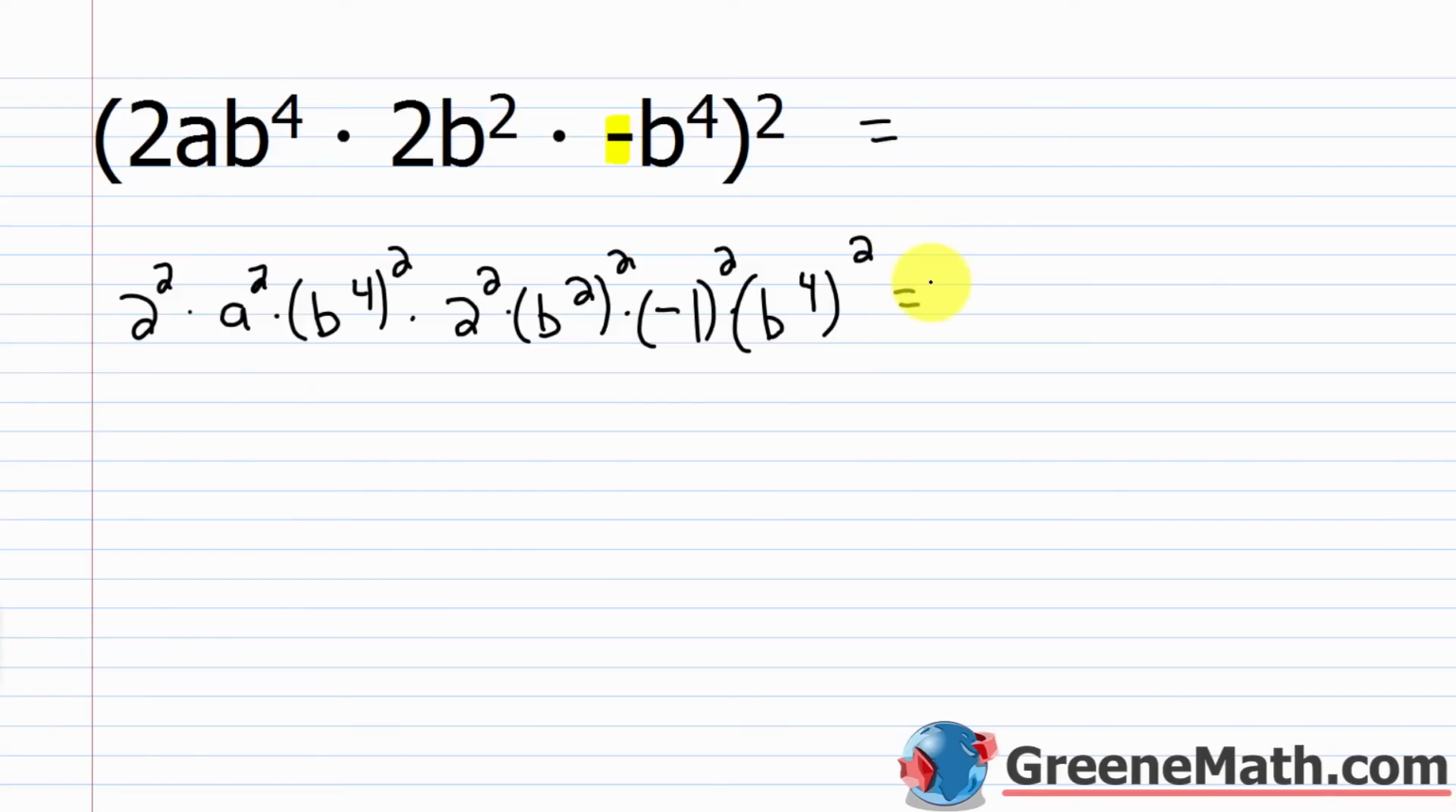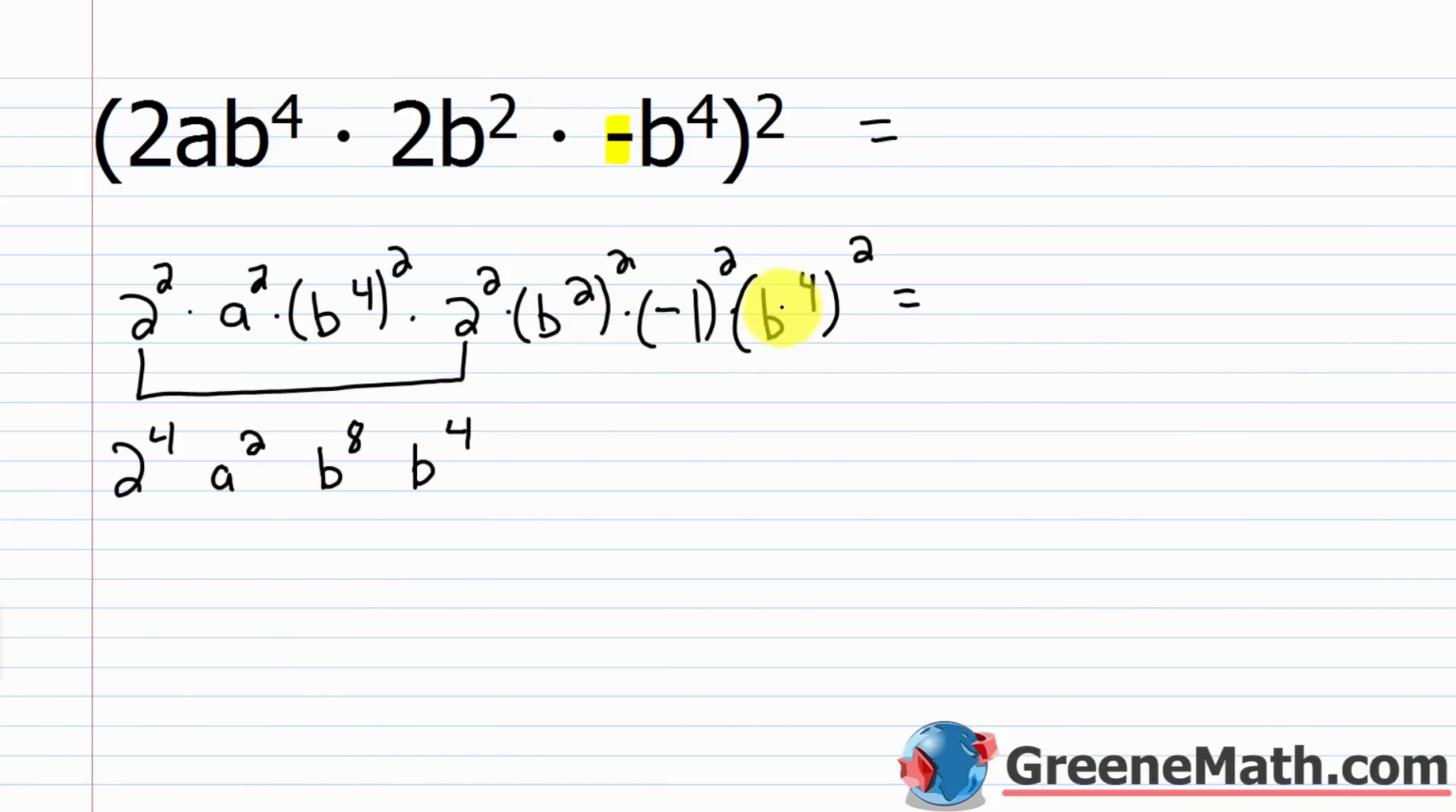Now, 2 squared, I can keep that way, or I can write it as 4, but really you're meant to combine these two together. So you think about this, the base is the same, which is 2, and you add exponents. 2 plus 2 is 4. Then here I have a squared, and there's no other a over here, so I'm just going to write that. Here I have b to the 4th power, and then it's squared. So keep b the same, and multiply the exponents. So 4 times 2 is 8. And then I have b squared, and then that's squared, so keep b the same, multiply the exponents. 2 times 2 is 4.